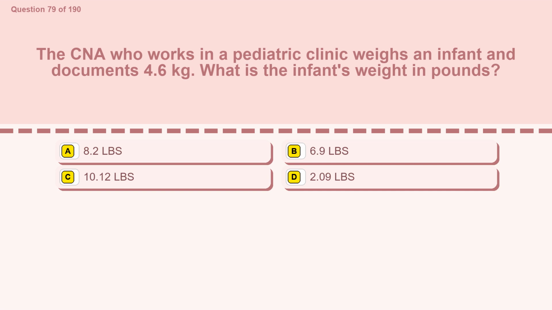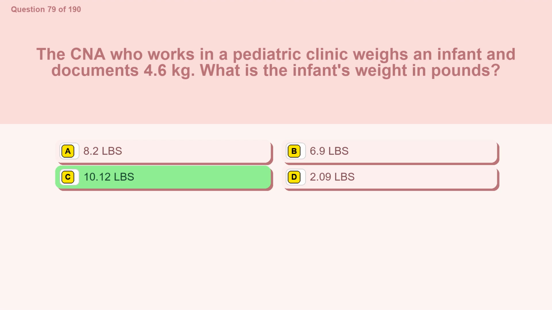Question 79. The CNA who works in a pediatric clinic weighs an infant and documents 4.6 kilograms. What is the infant's weight in pounds? Option A, 8.2 pounds. Option B, 6.9 pounds. Option C, 10.12 pounds. Option D, 2.09 pounds.